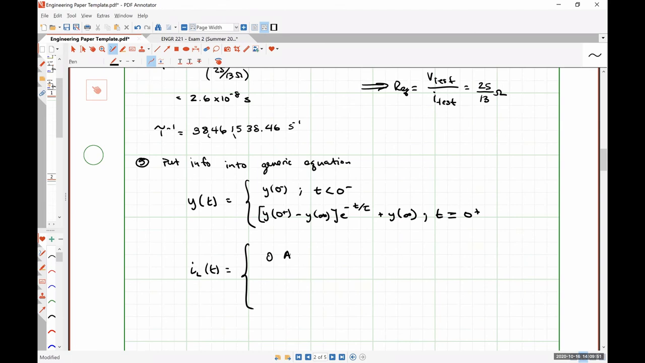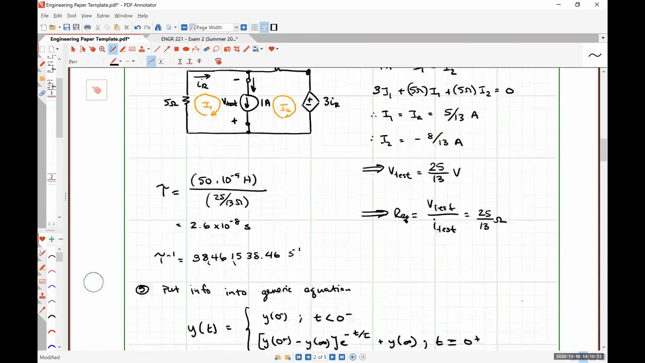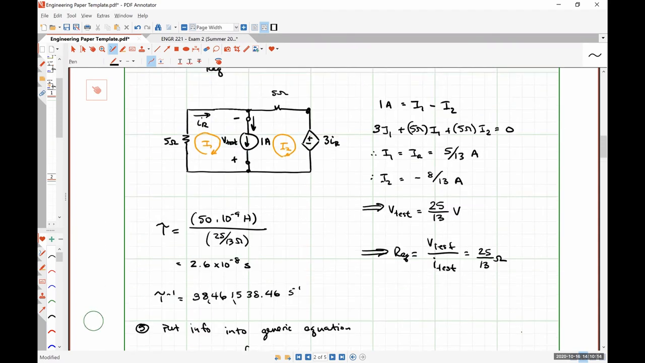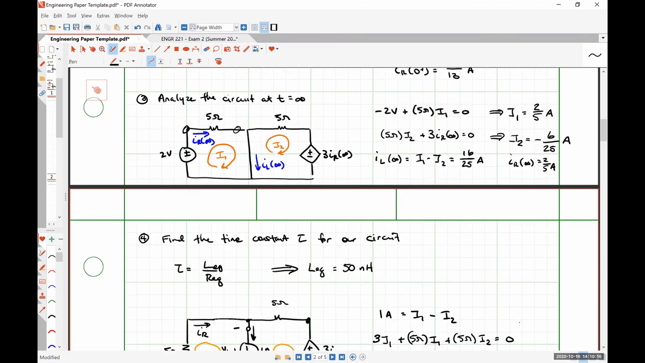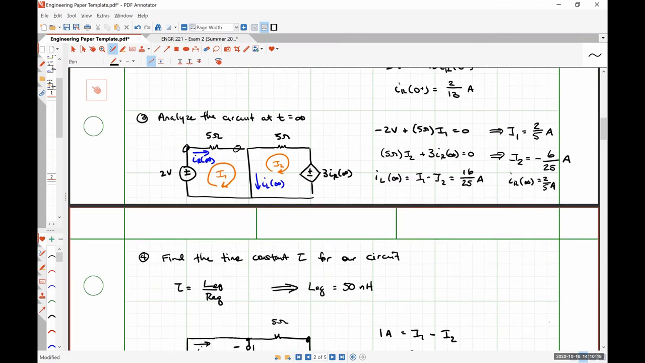So, and this is gonna be glaring actually, if I don't include subtracting my y at infinity, then this would look like zero e to the minus, I'm just gonna call it t over tau for right now because that number is really large. Plus 16/25 of an amp.